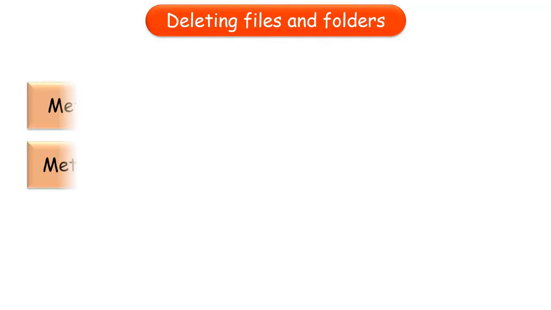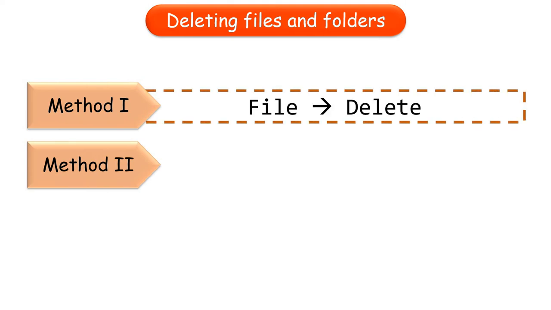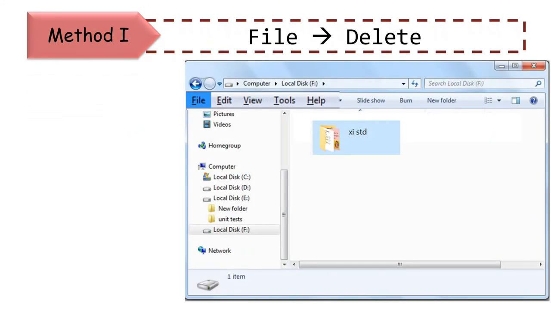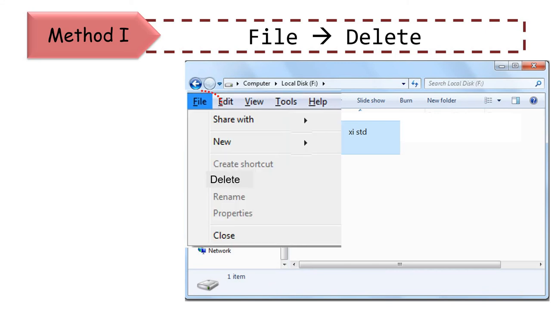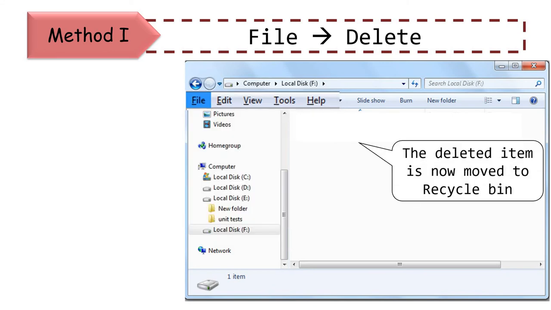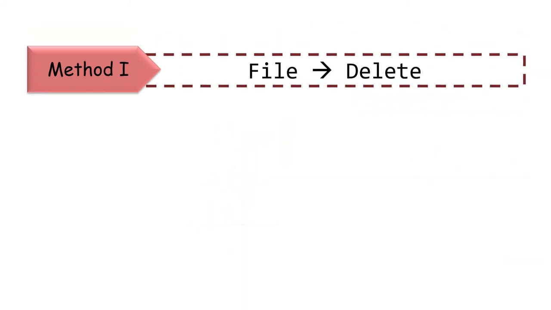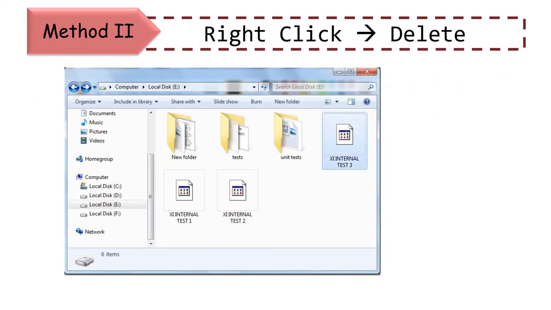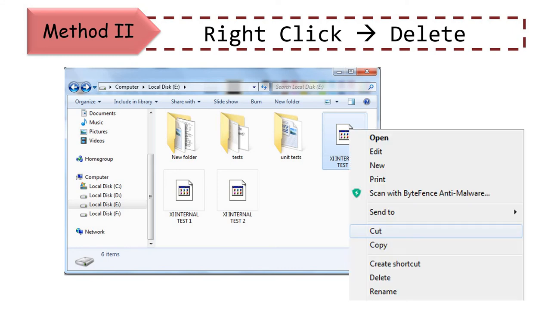Deleting files and folders. Method 1 is file delete. Method 2, right click delete. Select the file or folder which you want to delete and then select file, delete. So the deleted item is now moved to the recycle bin. Second method is right click delete. So select the file or folder, right click and select the delete option.